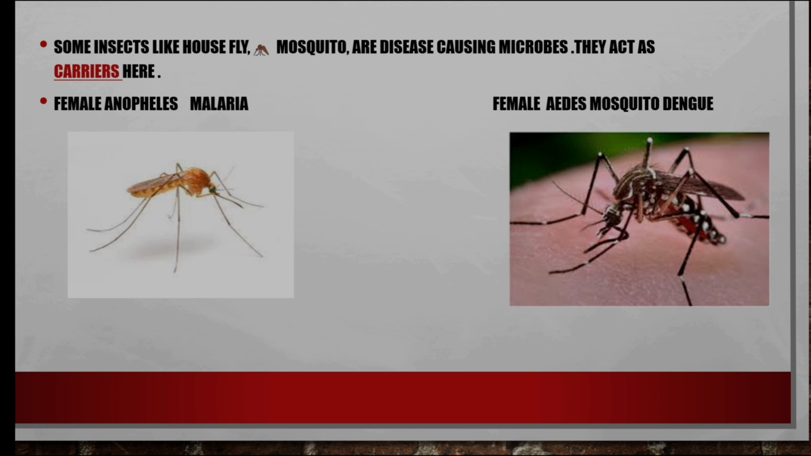Next, mosquitoes carry germs from a malaria-infected person to a healthy person. The female Anopheles mosquito causes malaria and the female Aedes mosquito causes dengue. They act as carriers here. The mosquitoes, or disease-causing microbes, act as carriers. Mosquitoes breed in large numbers. Today in our homes we all have mosquito repellents.